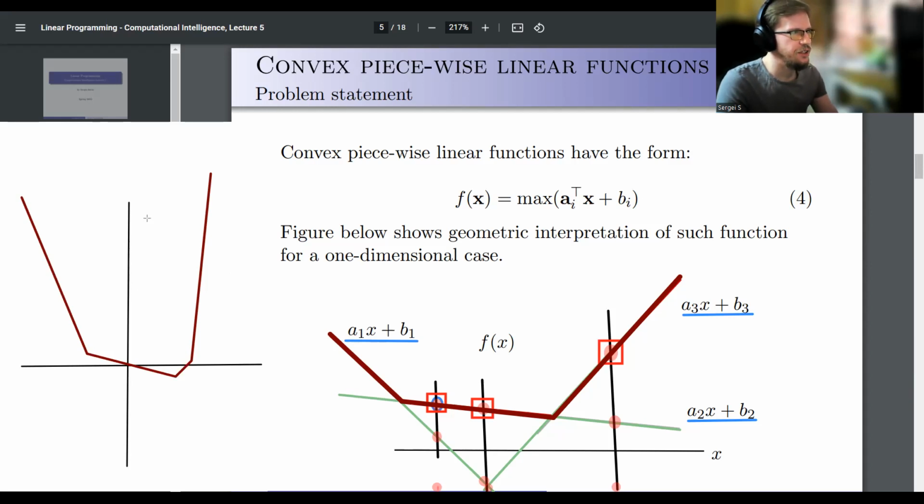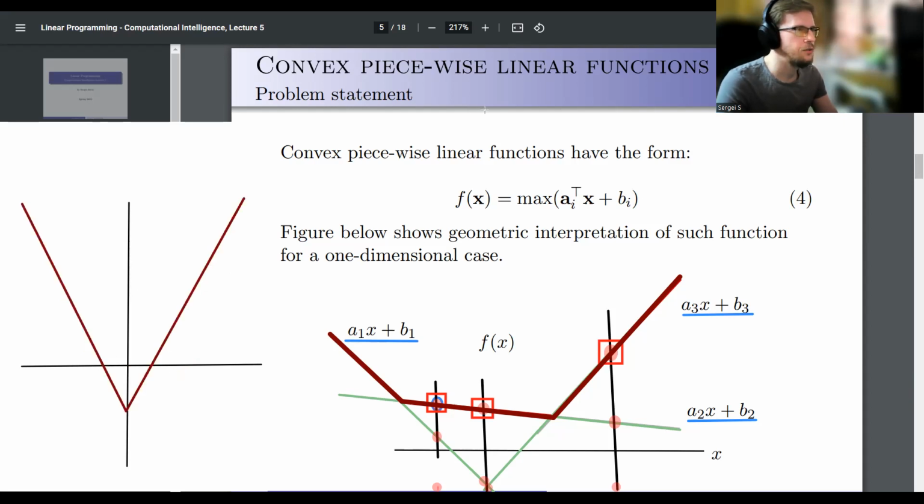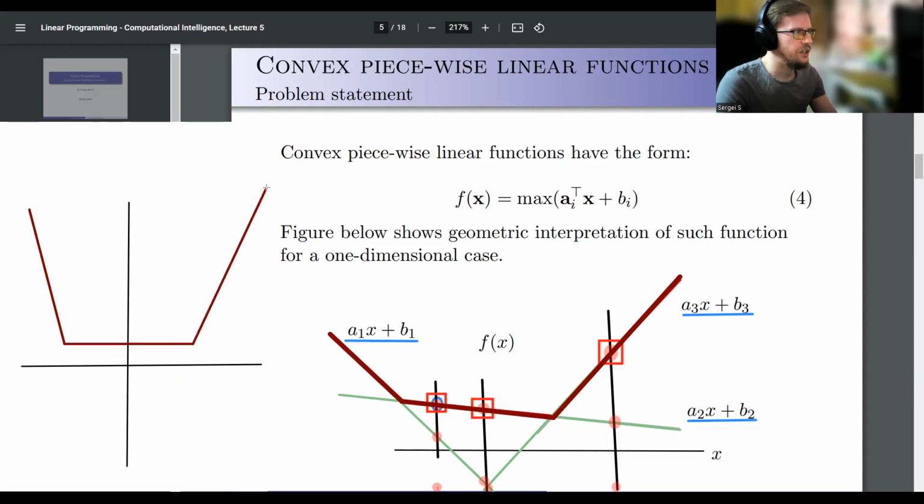Another possibility is that it would look like this. So, kind of like a triangle. Another possibility, it would look like this. So, kind of like a trapezoid. Okay.